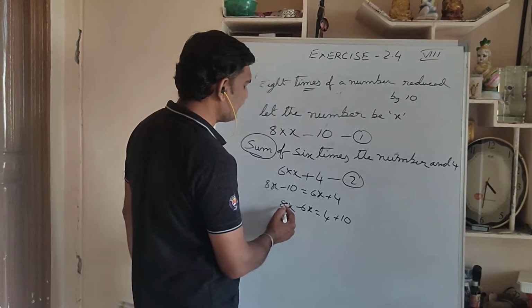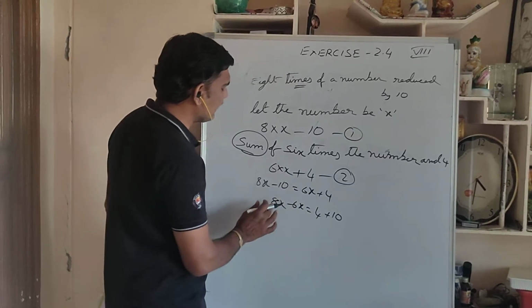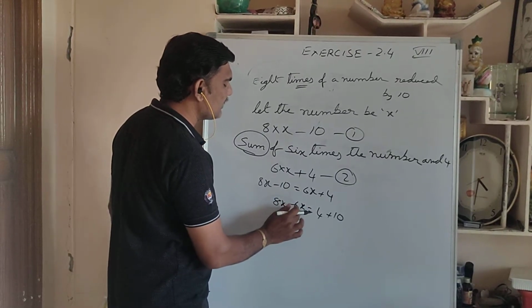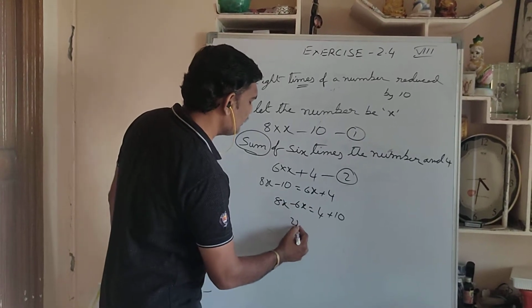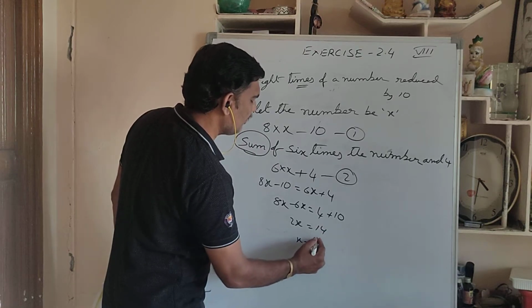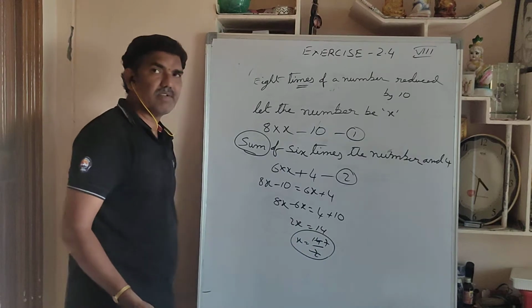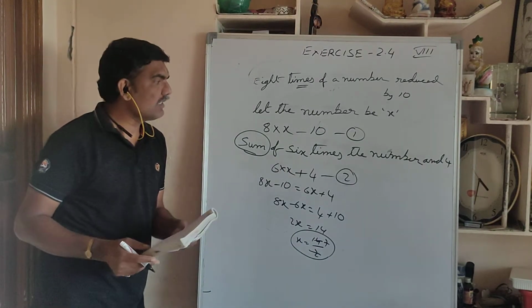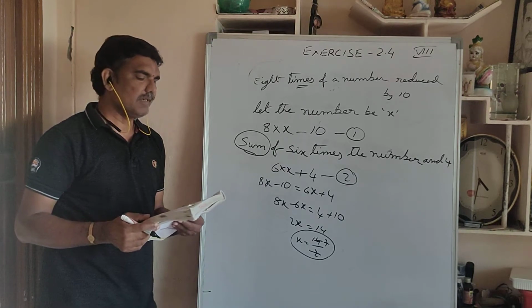So from 8x you should subtract 6x. 8x minus 6x is like 8 chocolates minus 6 chocolates. 8x minus 6x is how much here? 2x. 4 plus 10 is 14. x is equal to how much? 14 by 2. What is the value of x here? 7. What is x? The number is x, so the number is 7.